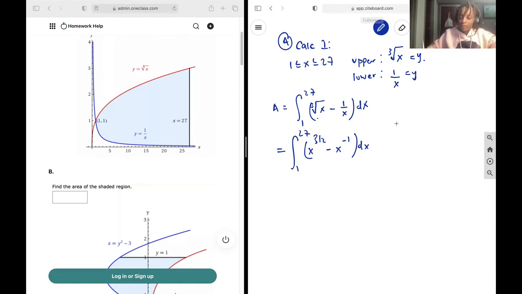dx. And so we need to remember that the integral of 1 over x is equal to ln x, and the integral of x to the power of a is equal to 1 over a plus 1 times x to the a plus 1. So for x to the power of 3 over 2, the integral is going to be 1 over 3 over 2 plus 1. 3 over 2 plus 1 is going to give us 5 over 2. And then the inverse of that is going to be 2 over 5. Sorry, this is supposed to be 1 over 3, not 3 over 2.